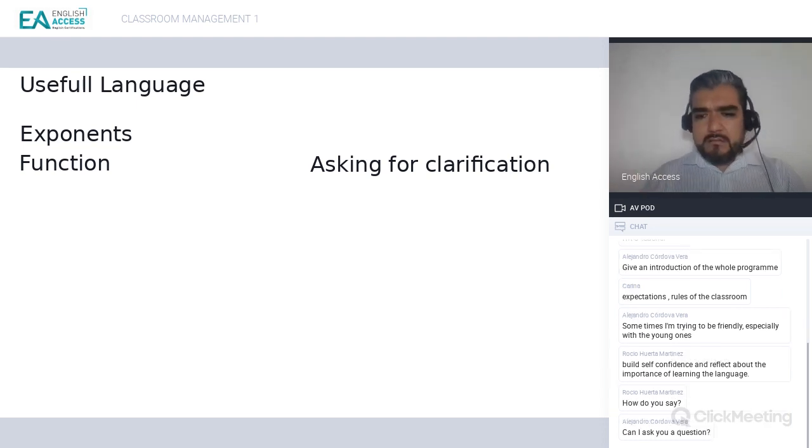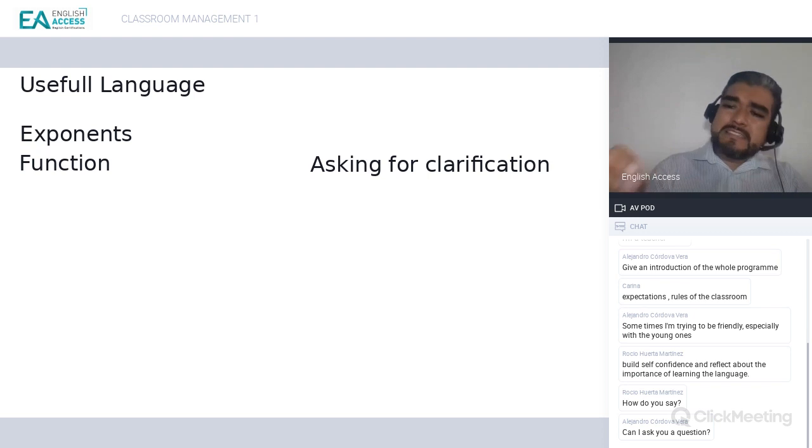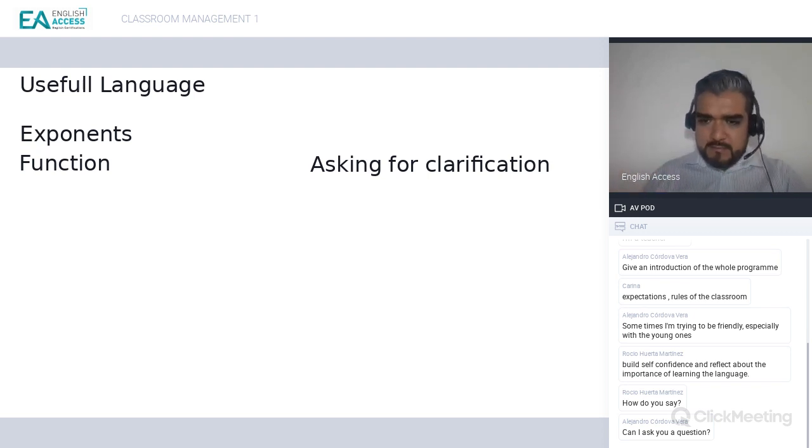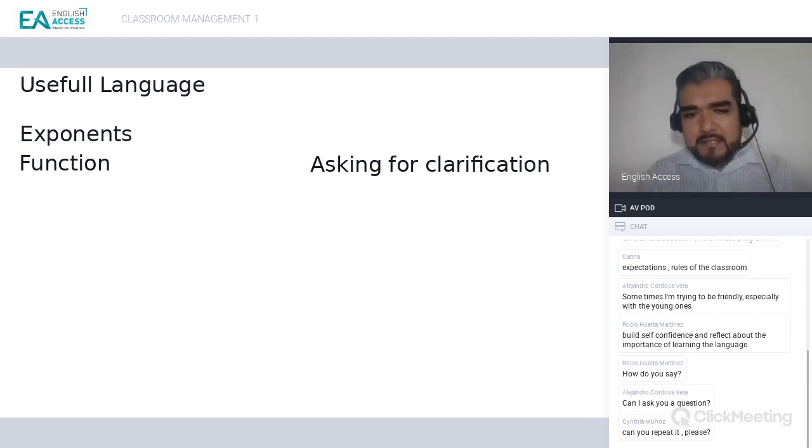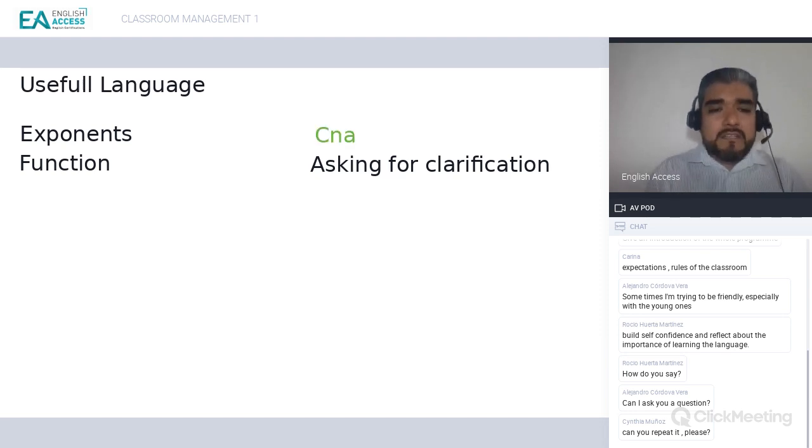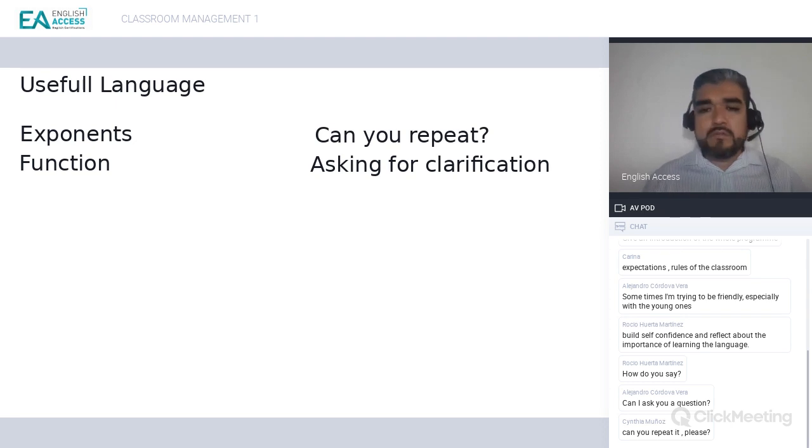How do you say? Can I ask you a question? Can you explain that to me? Right. All of this that you are writing here, can you repeat? Yes. All of these that you are writing here are called exponents, right? The exponents are the phrases that we use in order to express a function. A function is the reason to say something, the reason to use the language.